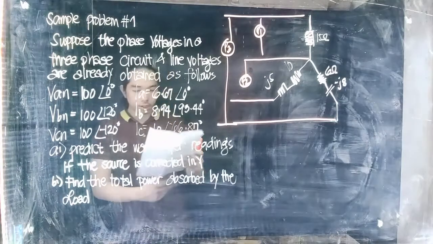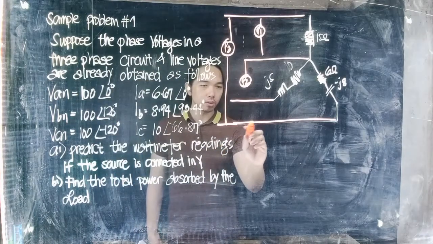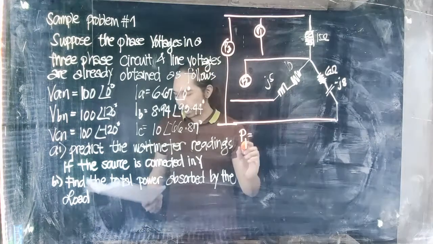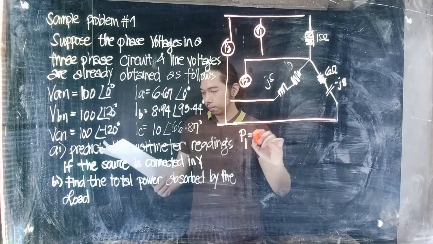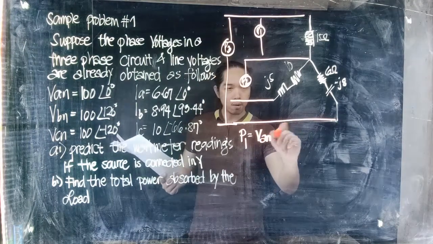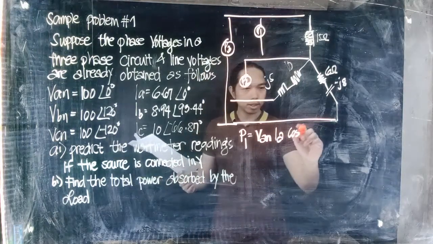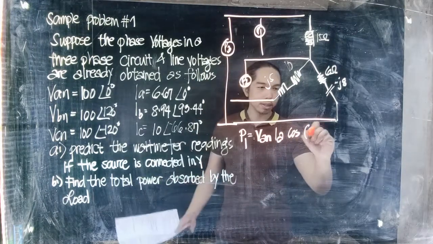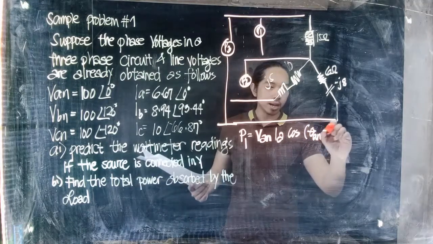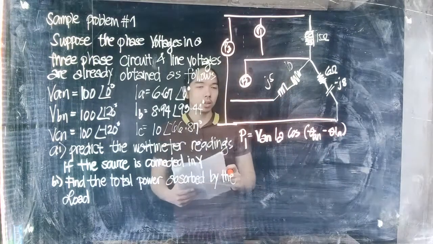Okay. So the first thing to do is to solve for our P: P1, P2, and P3. They have the same formula for every P. So for P1, that would be VAN multiplied by our IA, cosine of the difference of the phase angle, so that would be theta of our VAN minus theta of our IA. So that's the way we solve it.